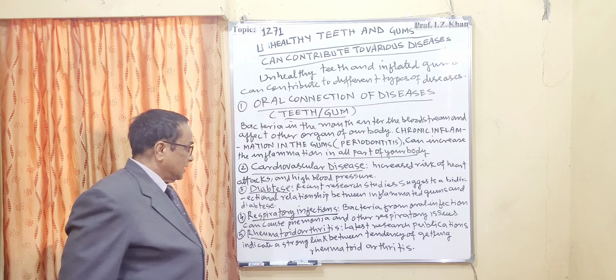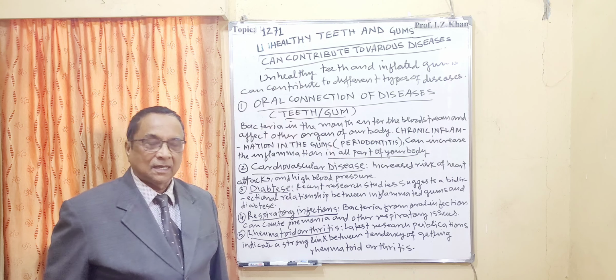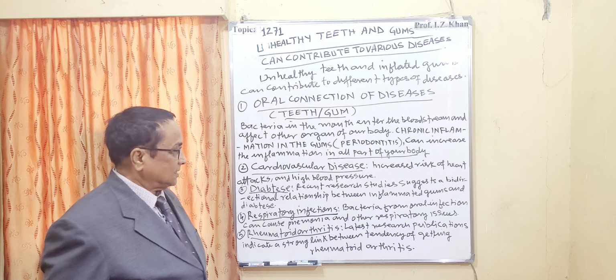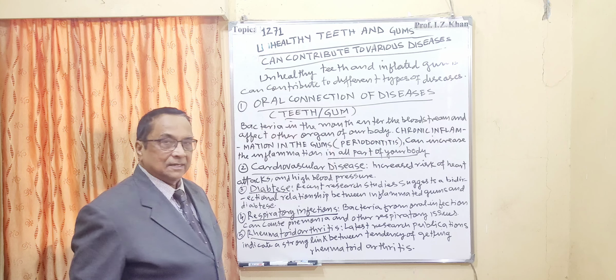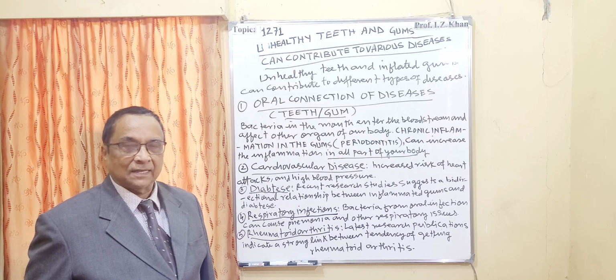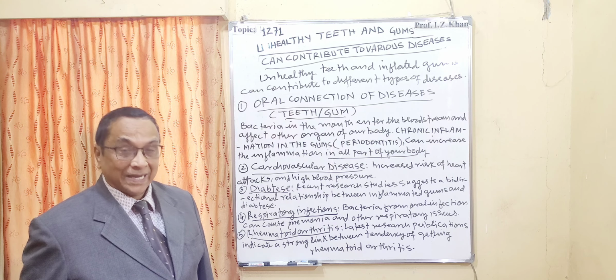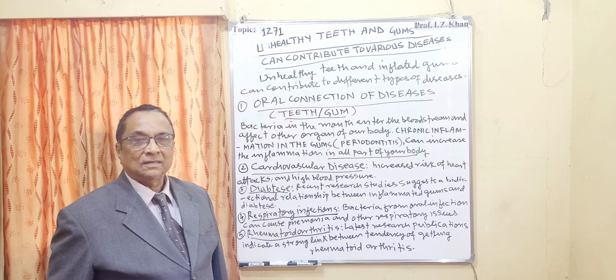Number 5, rheumatoid arthritis. Latest research publications indicate a strong link between unhealthy teeth and inflamed gum and getting rheumatoid arthritis.